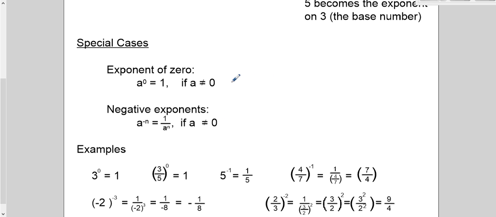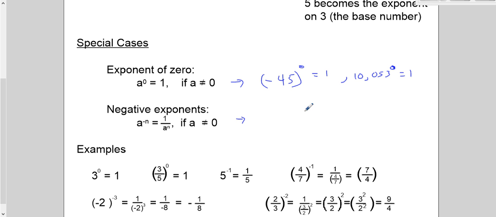So, for example, let's just look at this. Exponent of 0. I could have negative 45 to the 0 power. That's going to equal 1. I could have 10,053 to the 0 power. That is still equal to 1. No matter what number, as long as your exponent on the entire number is 0, your answer is 1.